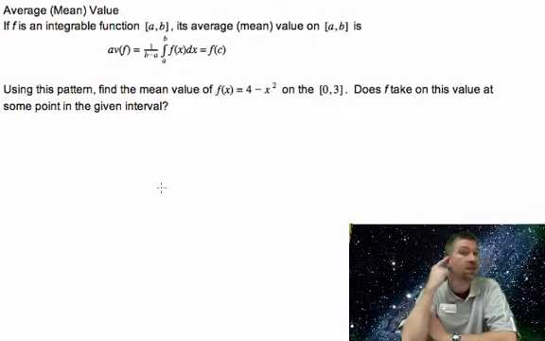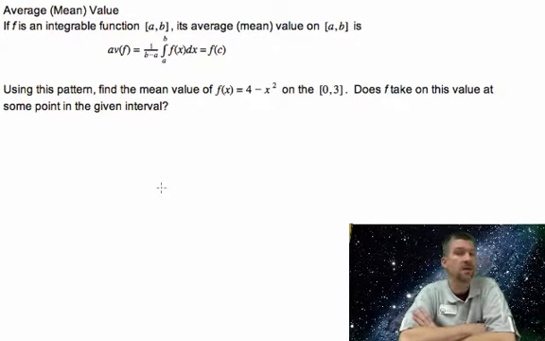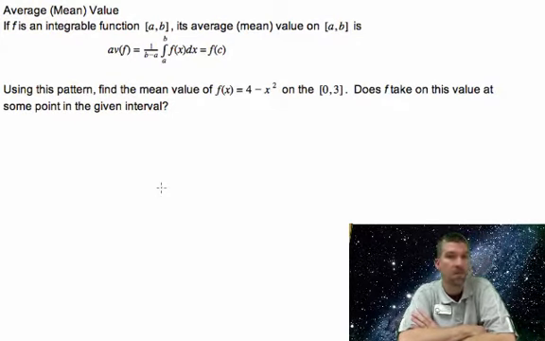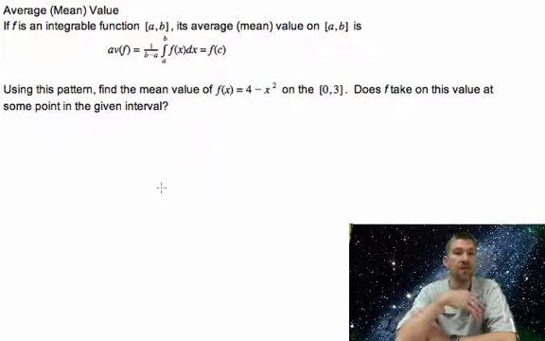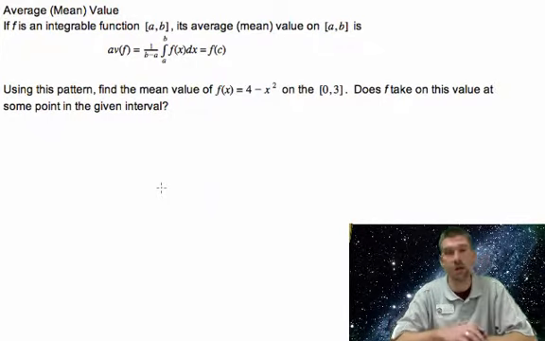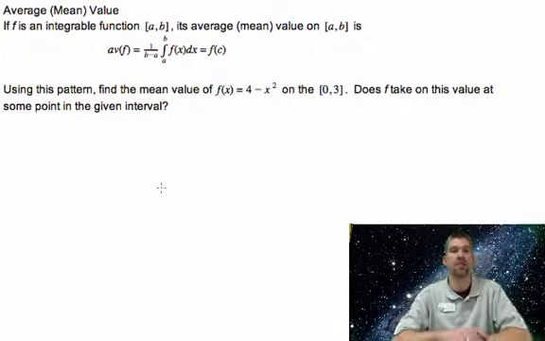All right, here's an average value problem. If f is an integrable function on a to b, its average value on a to b is 1 over b minus a, that gets us our average part, times the integral from a to b of f of x dx. And that'll give us some function at c. Some point c, we'll find the value for that.